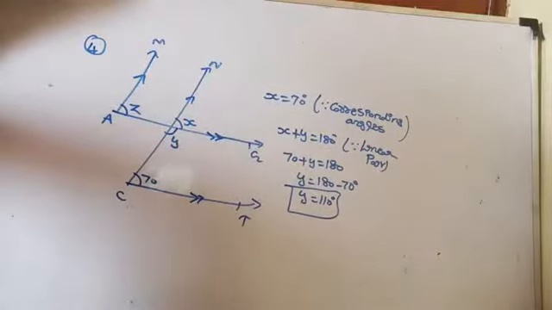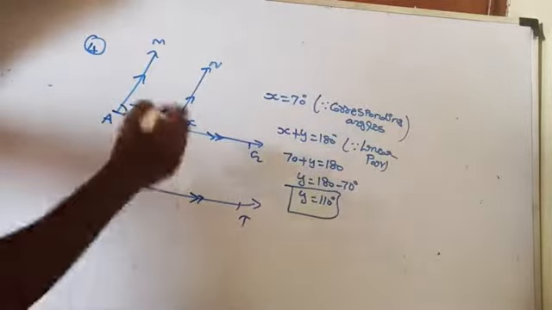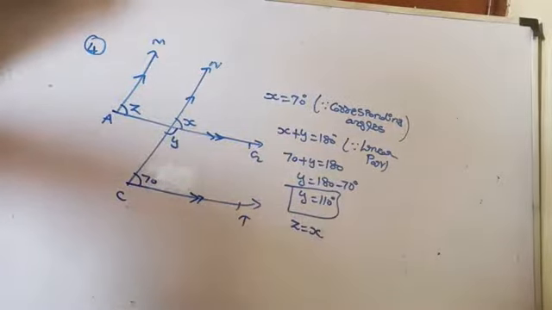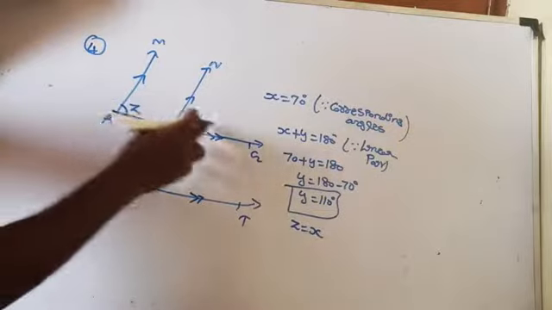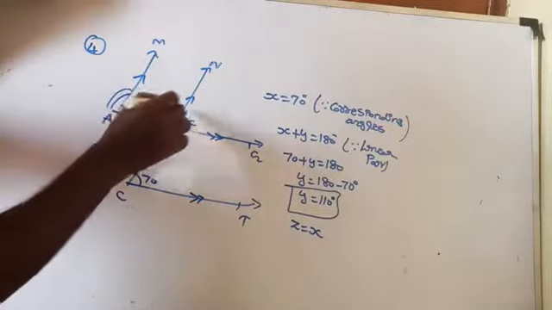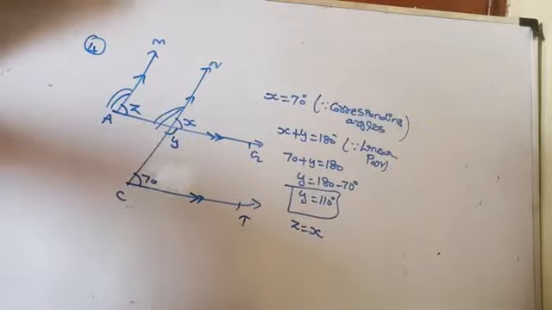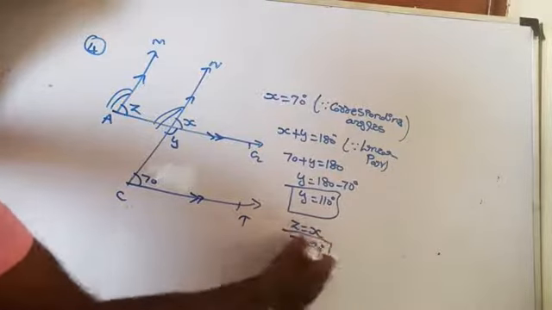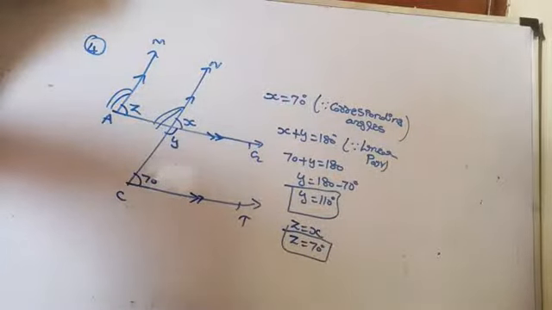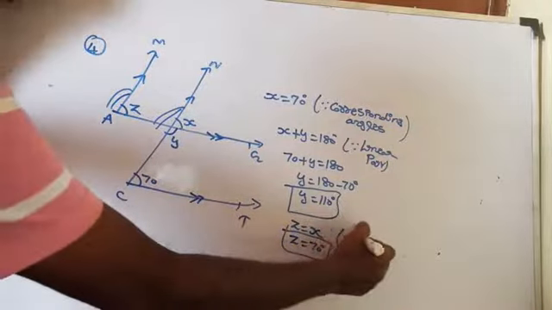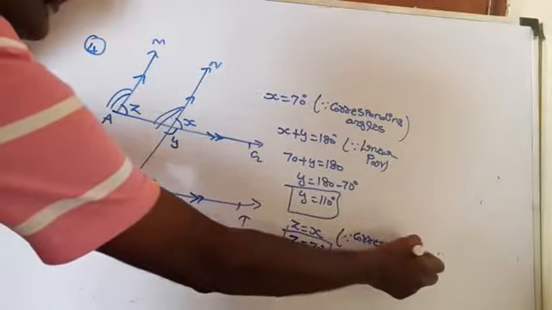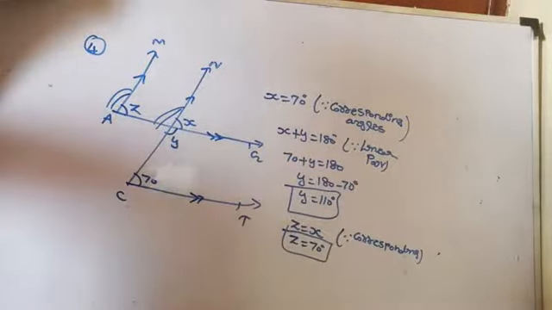Now what is the unknown value? One more thing, Z. Now it's very simple. Z equals X. Can you tell me the reason? Yes, corresponding angles. These angles are corresponding. So Z equals X, which we already found to be 70. Therefore Z equals 70 degrees. Write down the reason: corresponding angles are equal. Don't forget to write the reason along with your answer. Am I right here? Yes.